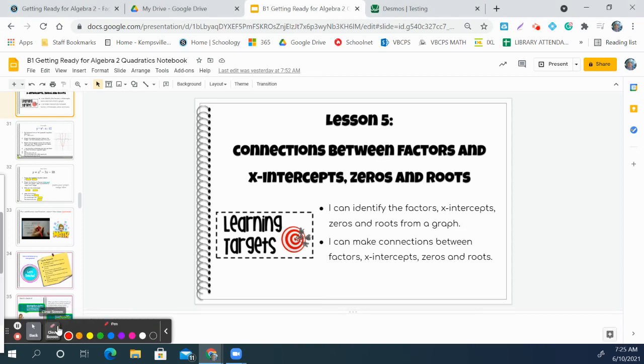All right. So vocabulary. We've got x-intercepts, zeros, and roots. Those are all three words that mean the exact same thing. If we've got a coordinate plane like this, and we've got some kind of parabola on it, the x-intercepts, the roots, and the zeros are where the graph connects to that x-axis.